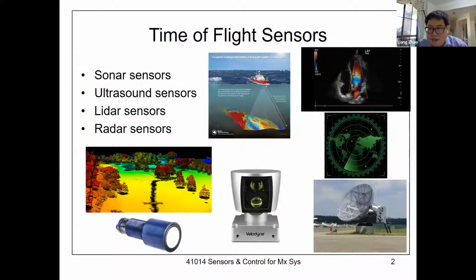It's about time-of-flight sensors. So the typical time-of-flight sensors are sonar sensors, ultrasound sensors, Lidar sensors, and radar sensors. I'm not going to talk too much about radar sensors because we're not using that much. The radar sensor is in the bottom right picture, so we are not using that too much. It's always used in the military and also for forecasting the weather. So we will introduce sonar sensors, ultrasound sensors, and Lidar sensors.